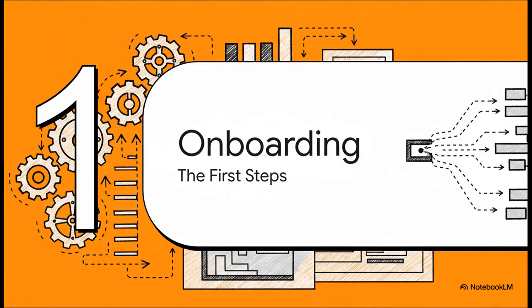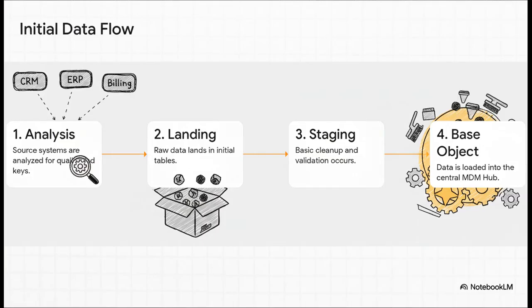Now, this whole investigation doesn't just happen by magic. It all starts with a very careful, methodical process called source system onboarding. This really builds the foundation for everything else that's going to happen. So first things first, the data from each system, our CRM, our ERP, and billing, it all gets analyzed for quality. Then it's brought into what's called a landing area, moved over to staging tables for some initial cleanup, and finally, it's loaded into a big central MDM table called the base object.